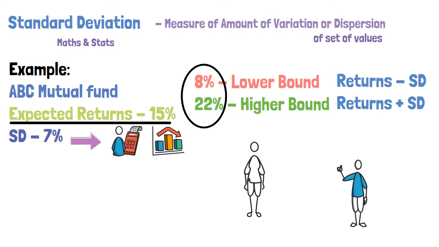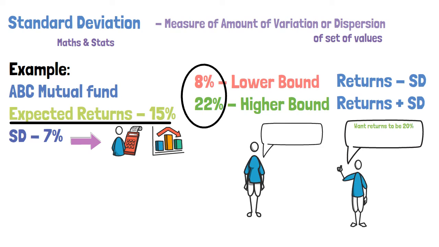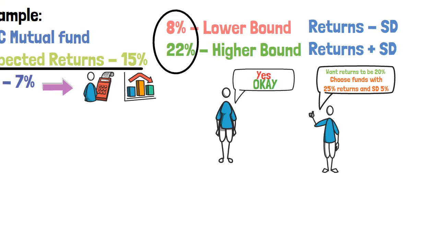If a particular mutual fund is providing 15% but you want the average return to be 20%, then you have to look for a mutual fund whose returns are 25% or more. And if the standard deviation is 5%, then it exactly meets your expectation. So 25 minus 5% will give you 20%. This is how you have to check the standard deviation of a particular mutual fund before investing in it.